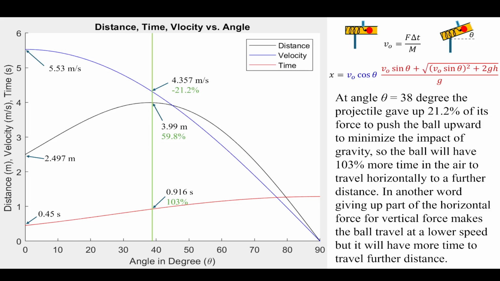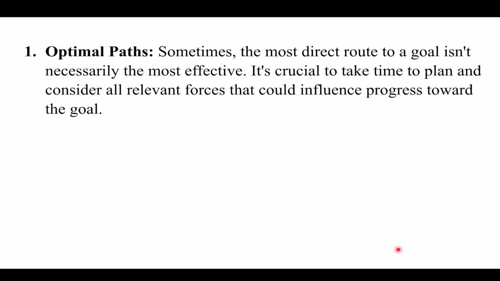From this experiment, several social lessons emerge. First, optimal path. Sometimes the most direct route to a goal is not necessarily the most effective. It's crucial to take time to plan and consider all relevant forces that could influence progress toward the goal.